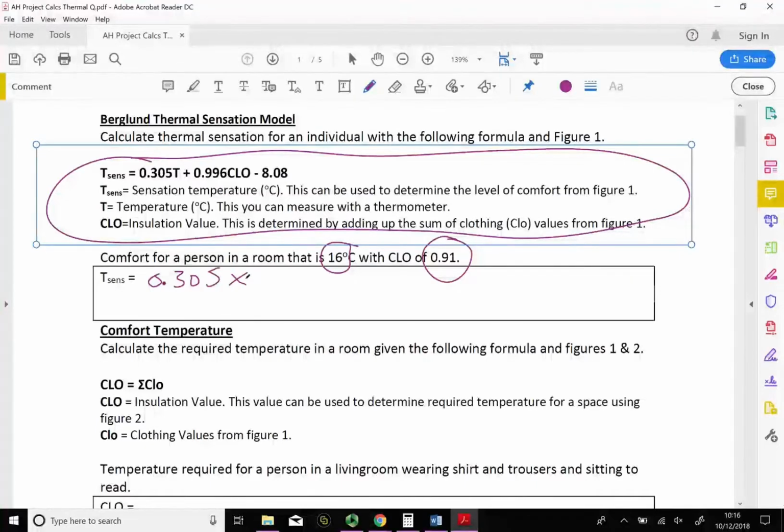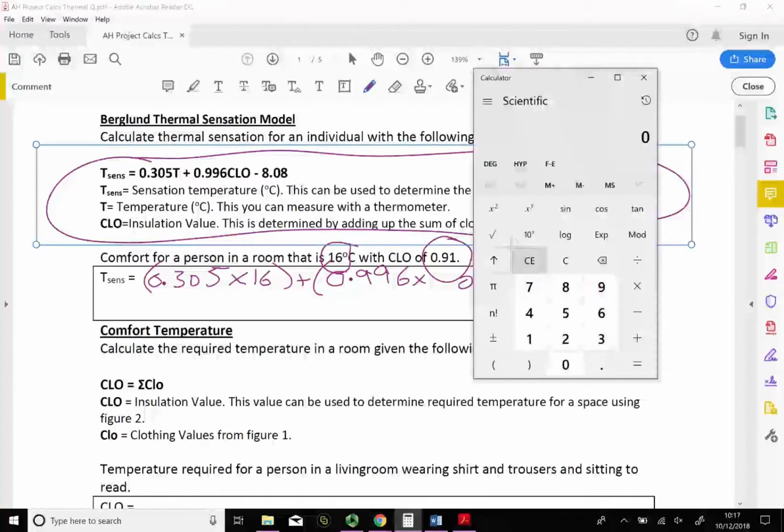0.305 times the temperature of the room, so say it was 16 degrees in the room, plus 0.996 times our clothing value. So what are we wearing? 0.91 is what we've calculated previously, minus 8.08. Now that should give us our thermal comfort, yeah, so our sensation, what we actually feel.